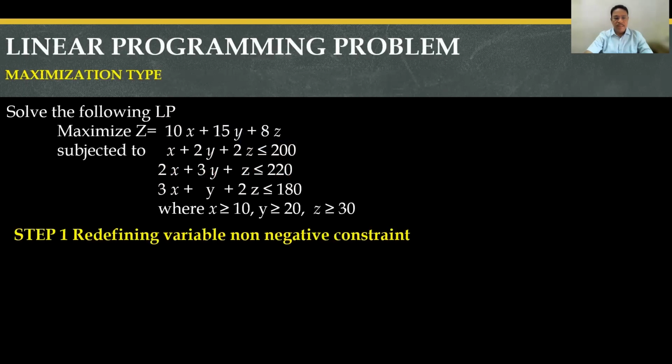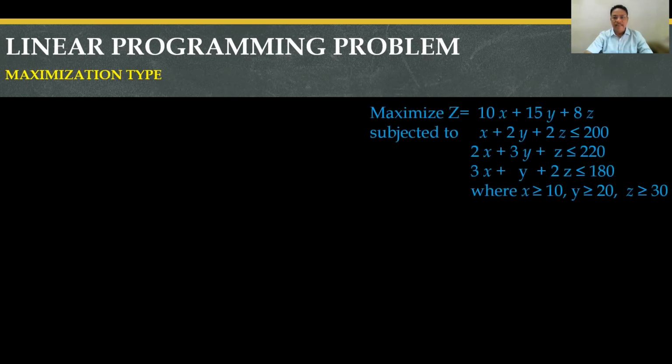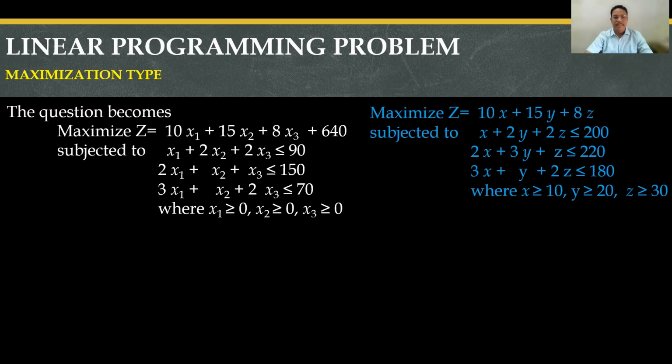How to solve this? First, we will redefine the variables in the non-negativity constraint. We redefine them by writing x = 10 + x1, so that x1 will be greater than or equal to 0. Then y = 20 + x2, so that x2 will be greater than or equal to 0. And z = 30 + x3, that is, x3 will be greater than or equal to 0. And the given problem becomes like this.